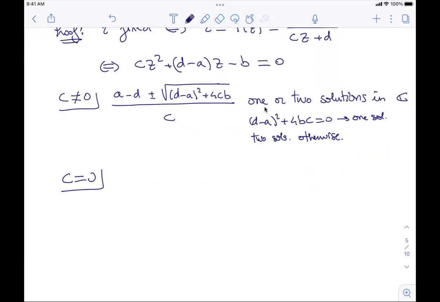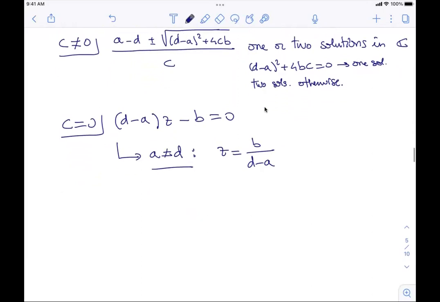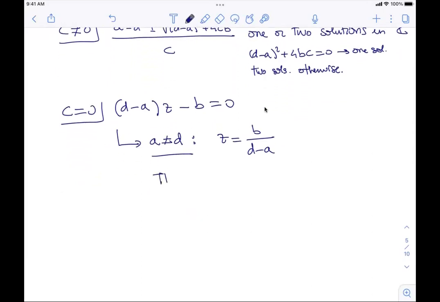What happens in this case, looking at this equation? Well, this term is not there, so we have (d - a)z - b = 0. And here we can clearly say, okay, so let's solve for z. But careful, there are two options. Either a is different from d. Okay, in this case, z equals b over (d - a). Okay, and what did we find? We have found that the transformation fixes 2 points.